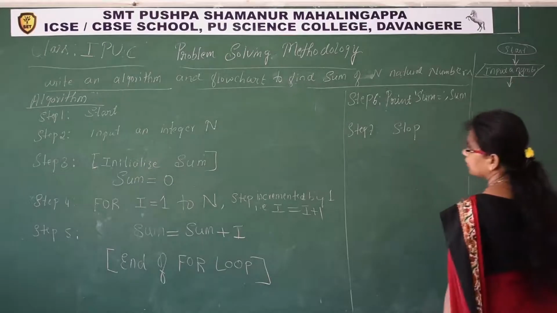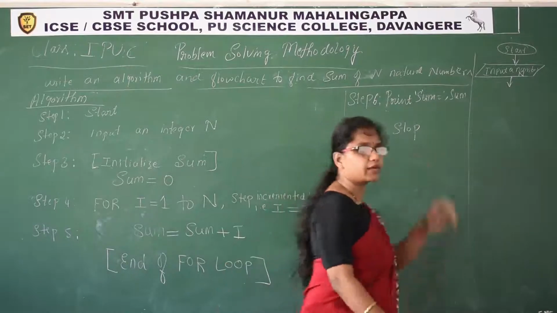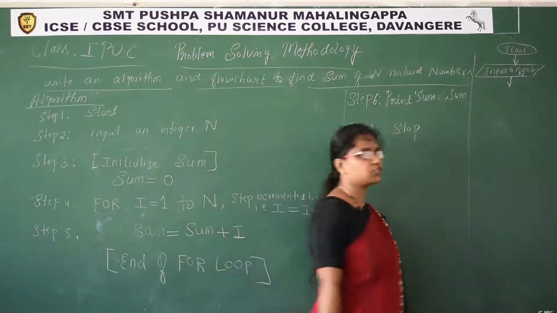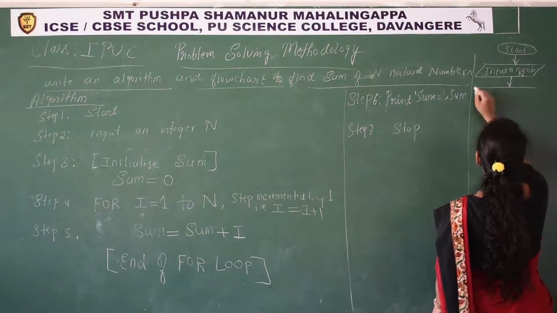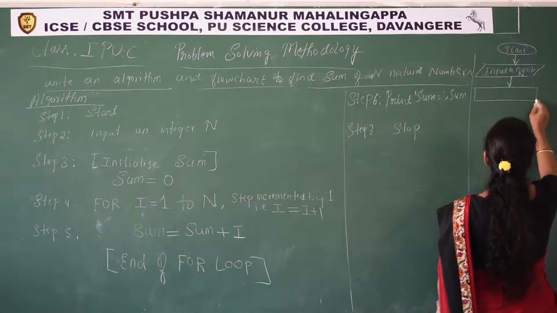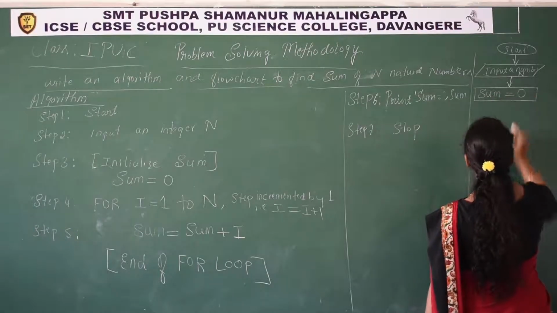Next, initialization is there, no? So in which symbol we should write? Calculations and initializations must be written in rectangle. Initialization or any calculation, it should be written in the rectangle. Sum is equal to 0.